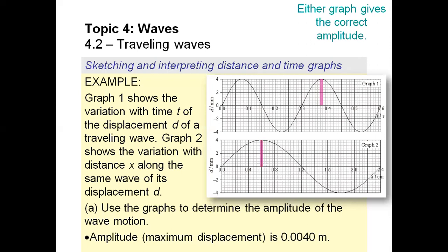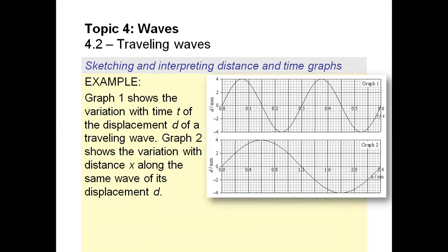So both graphs give the correct amplitude. Second question, use the graphs to determine the wavelength. Okay, to find wavelength, which graph must be used, first or second?